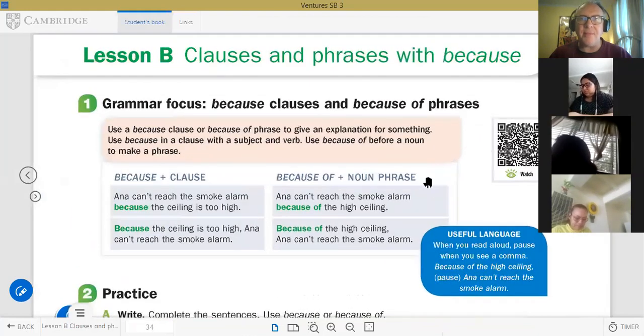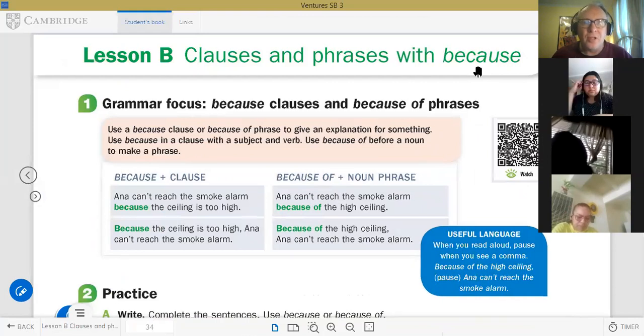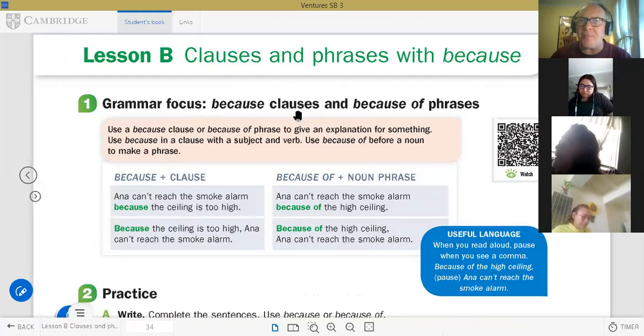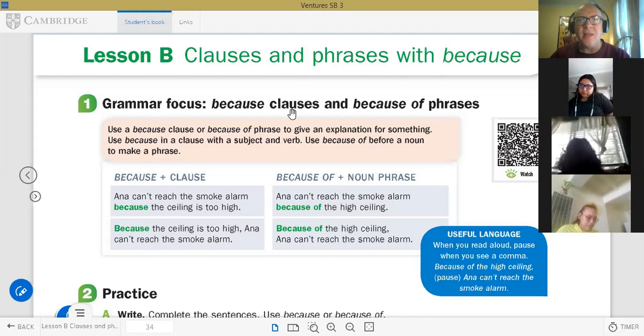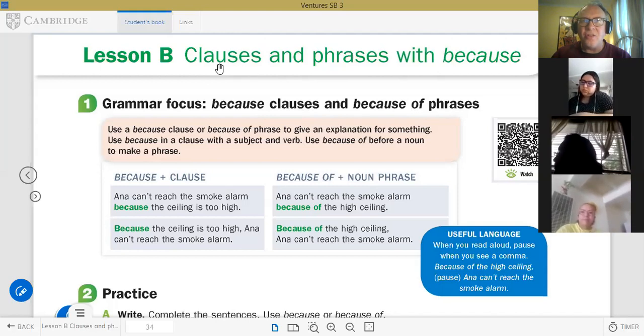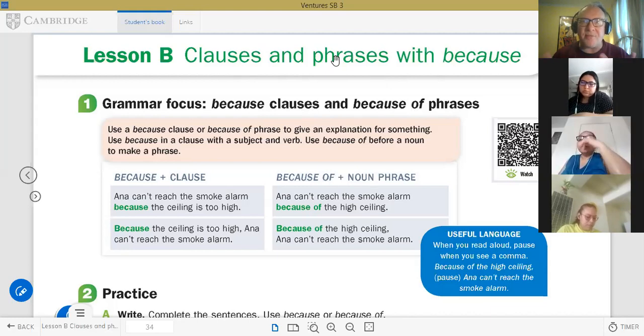Okay. All right. It says clauses and phrases with because. Do you see that expression? Clauses and phrases with because. So there are two words here we have to know. I think I've mentioned them before, but I want to mention them again: the words clause and phrase. You see those two words on the top of the page? Clause and phrase. They're both groups of words, but there's one big difference.